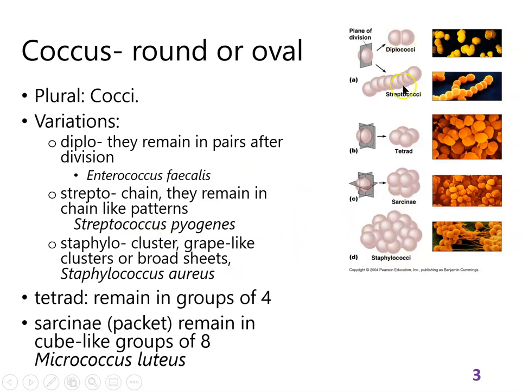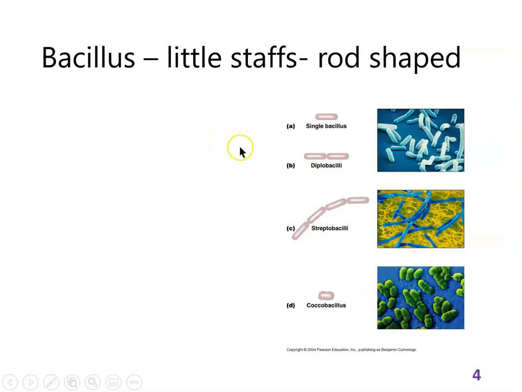So what these all have in common is the roughly spherical cell shape that we call a coccus. And the plural again is cocci. Equally common, maybe more common, is the shape bacillus or rod, so a little staff or stick. And these are cells that will elongate notably before they divide. So they'll grow longer and longer before they divide.